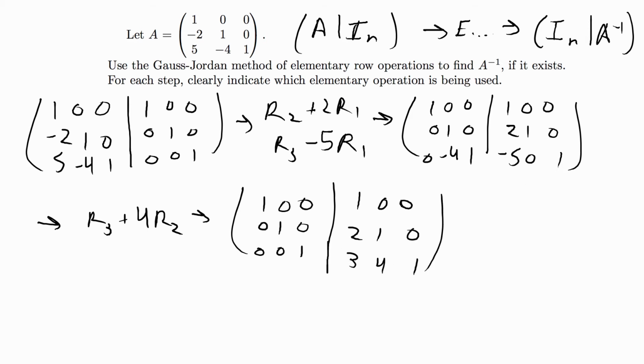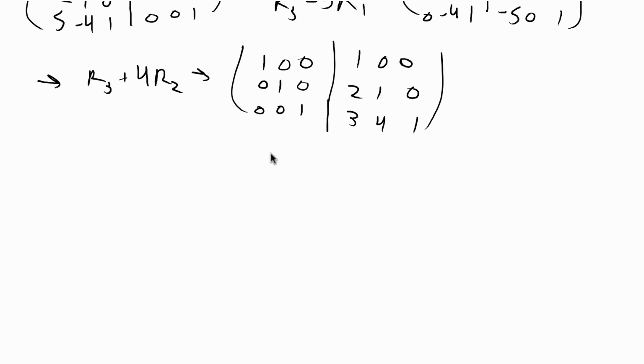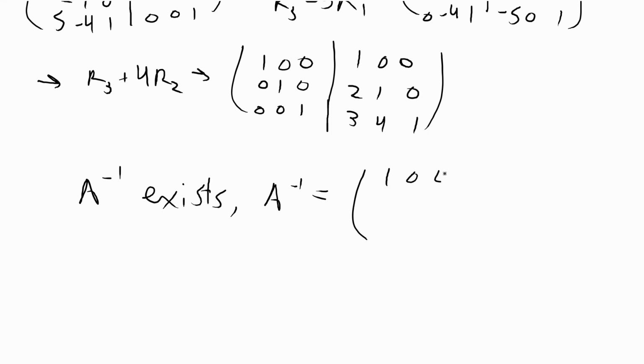So in this case, for this problem, we were able to get the identity matrix on the left-hand side. So A inverse exists, and A inverse is equal to this right-hand side of the augmented matrix. So it equals the matrix 1, 0, 0, 2, 1, 0, 3, 4, 1. And we're done with this problem.